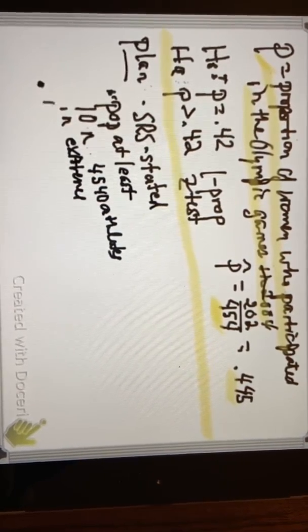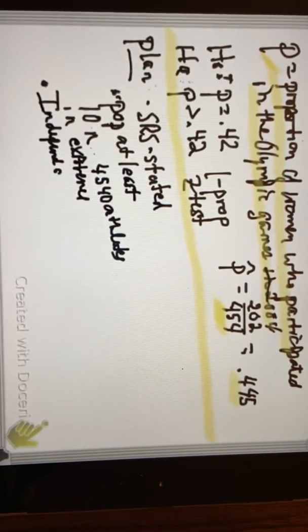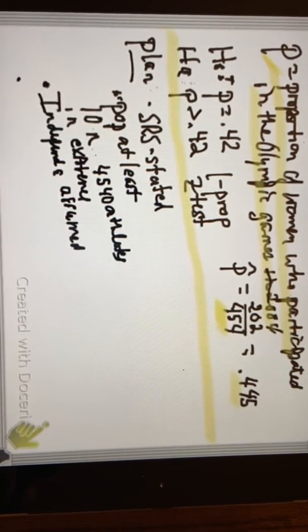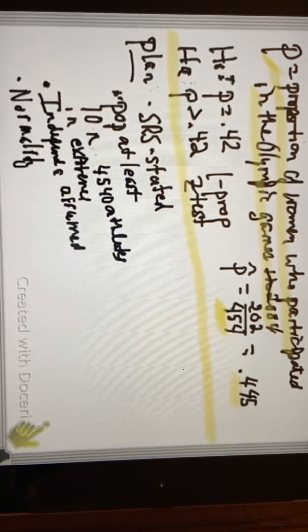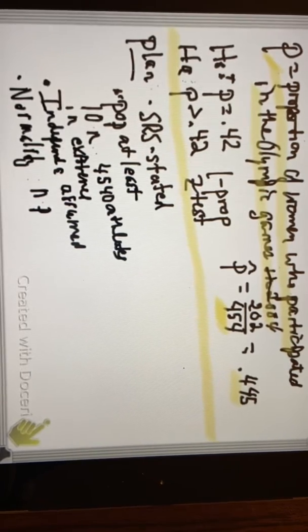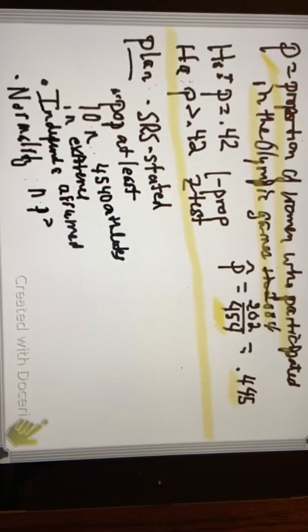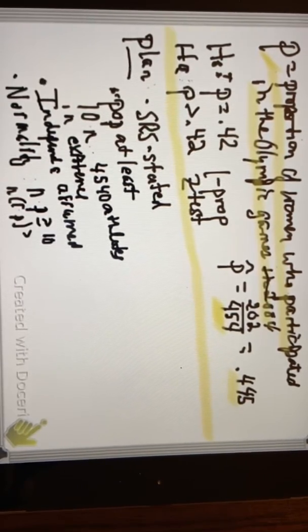I'm going to assume as independence, that each athlete is independent of the next athlete. And the last thing I have to do is my normality check. So that's where I use n times p. Now it's the p naught, okay? Is n times p greater than or equal to 10? N times 1 minus p greater than or equal to 10.